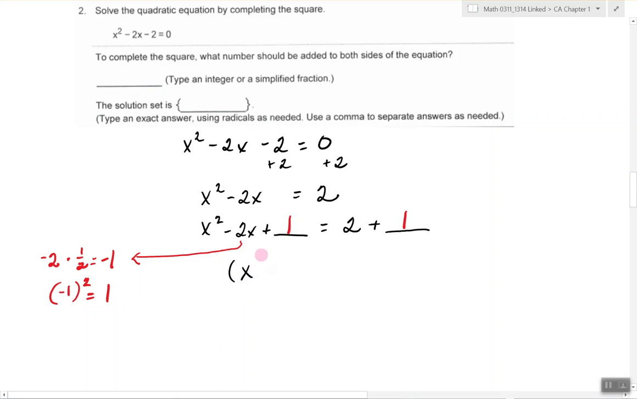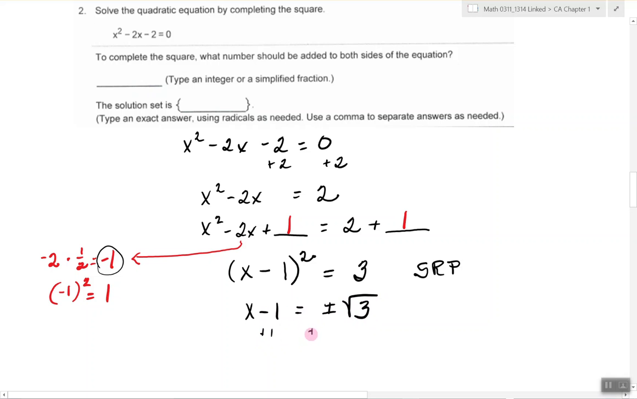It is x, the square root of x squared. The square root of 1 is 1 again, but this time the sign of the middle is negative. Also, here was the negative 1. And it's equal to, in this problem, 3. Now I will use the square root property from the previous lesson. So x minus 1 is equal to plus or minus the square root of 3.